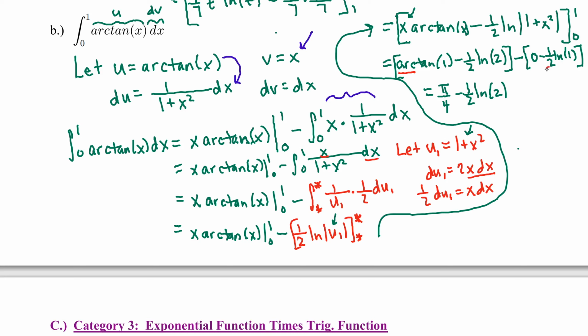And then notice down here on the end we have natural log of 1, which is 0. So it looks like our entire lower limit zeroes out. And the exact value of our definite integral then would be pi over 4 minus 1/2 natural log of 2. So we applied integration by parts to this seemingly simple integral problem, integral of arctangent of x, and we were able to execute the definite integral.